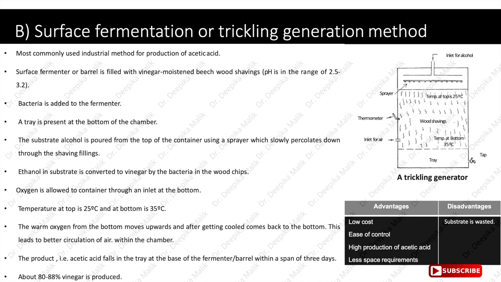The advantages of the trickling generation method are that it is of low cost, there is ease of control of the process, high production of acetic acid is achieved, and there are less space requirements for the trickling generators. Disadvantage includes the wastage of substrate. The next slide shows the different supporting mediums used for trickling generators.